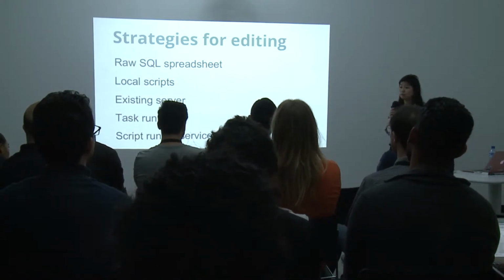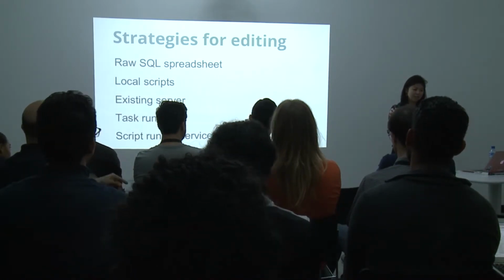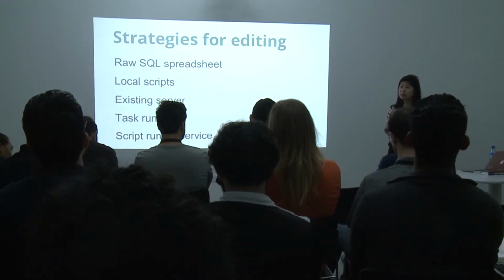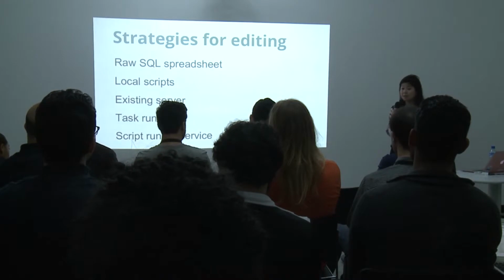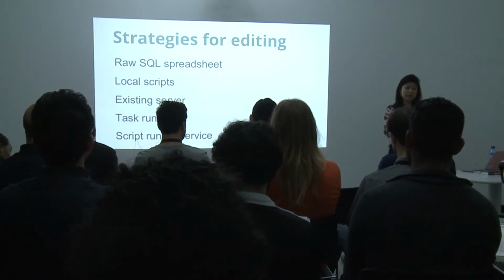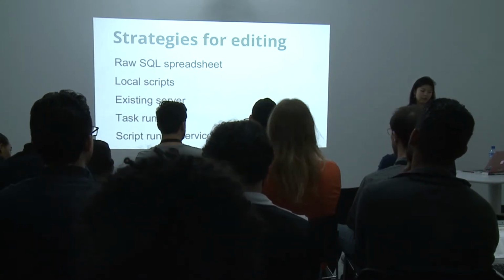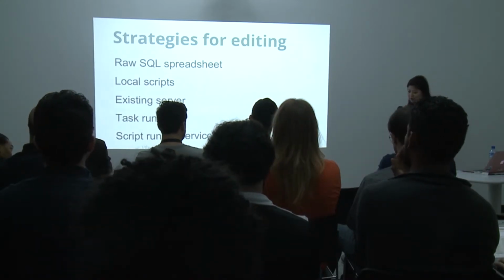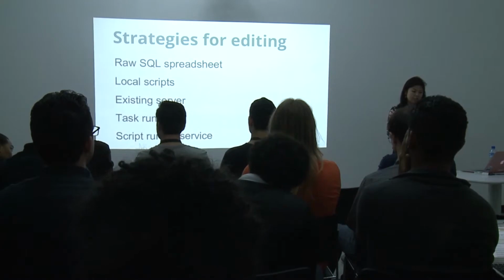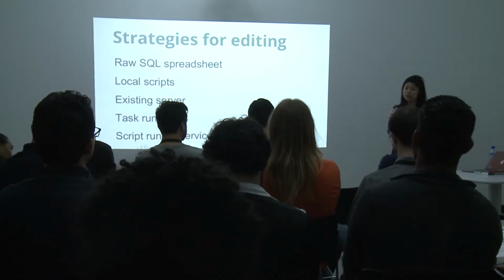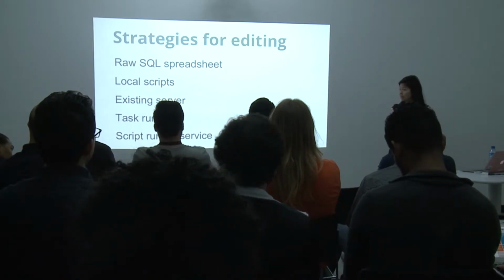We're going to talk through 5 different strategies. These include strategies for maintaining a raw SQL spreadsheet, running scripts locally, running scripts on an existing server, using a task runner, and building a script runner service. We're going to walk through the strategies in order of the amount of upfront effort it takes to implement them at your organization. And we'll also plot them in order of the benefits that you're going to receive.